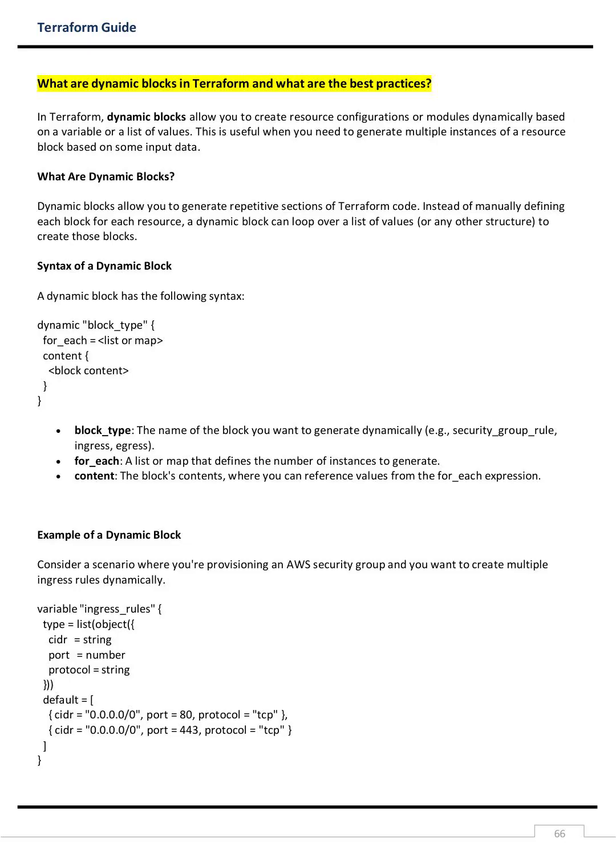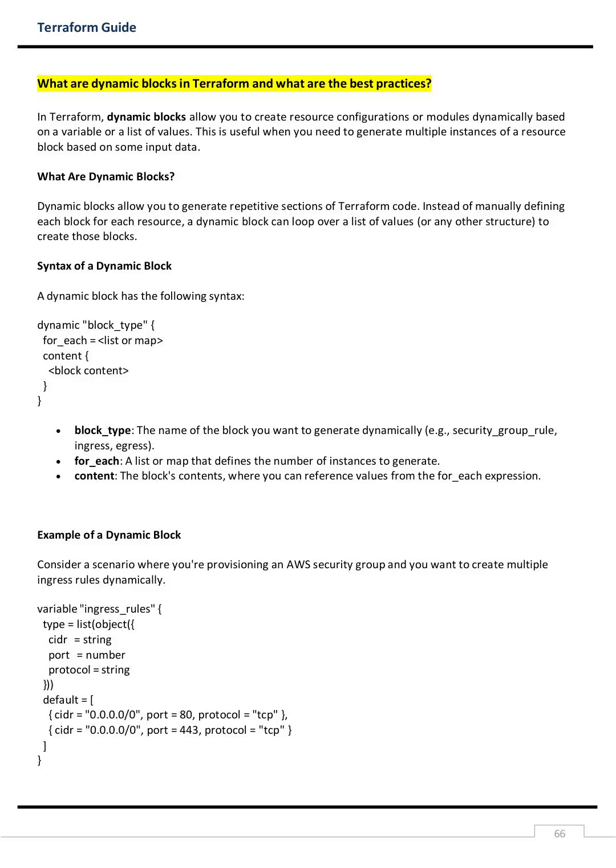The block type is the name of the block you want to generate dynamically, for example security group rule, ingress, egress. for_each is a list or map that defines the number of instances to generate. content is the block's contents, where you can reference values from the for_each expression.